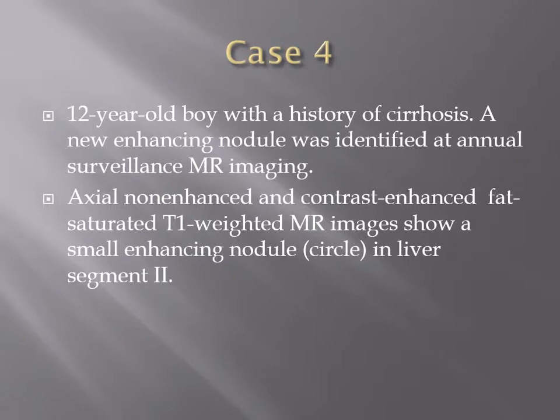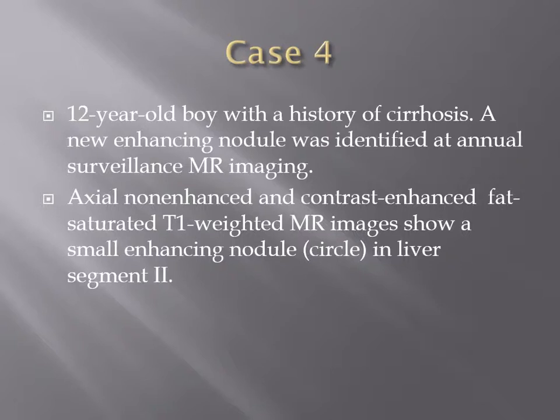Case number 4, a 12-year-old boy, has a history of cirrhosis. And we know that any patient with cirrhosis, we're always afraid of the risk of hepatocellular carcinoma. And the most common concern is when we have a new enhancing nodule. So it was identified through annual surveillance MRI.